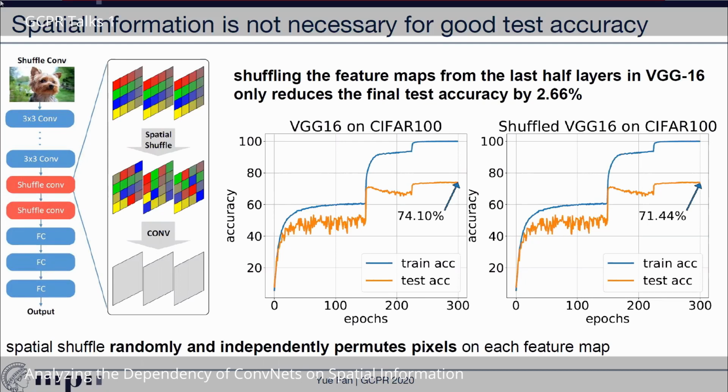Interestingly, the test accuracy only drops by around 2.6% and the training processes are nearly identical. This observation generalizes to various architectures and datasets. This indicates that spatial information is overrated for standard CNNs and not necessary to reach competitive performances.